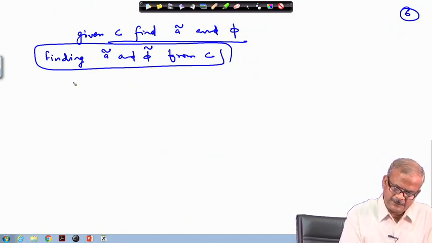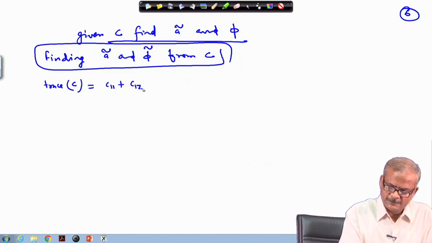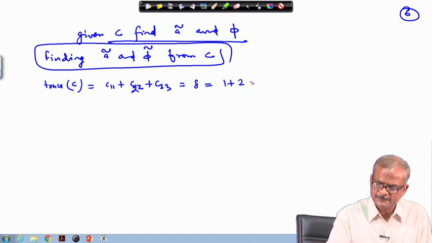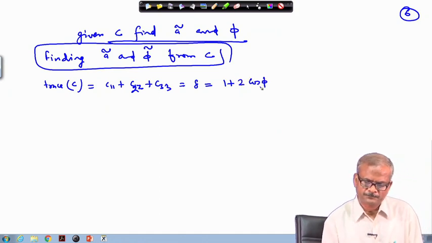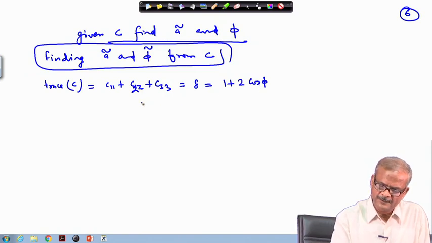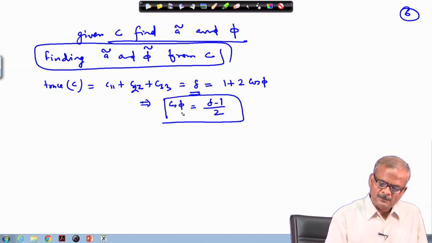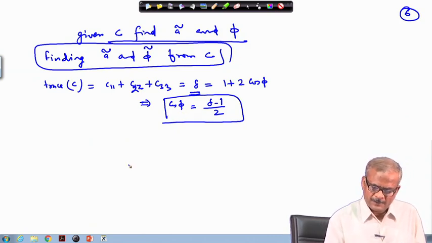So, already we have seen that if C is given, the trace of C equals C 11 plus C 22 plus C 33, and this we can write as delta, and this quantity we have written as 1 plus 2 times cos phi. So, C is given. So, from here, if C is given, this quantity is known. Okay. So, from this place, cos phi becomes delta minus 1 divided by 2. Okay. The other part we have to also look into.